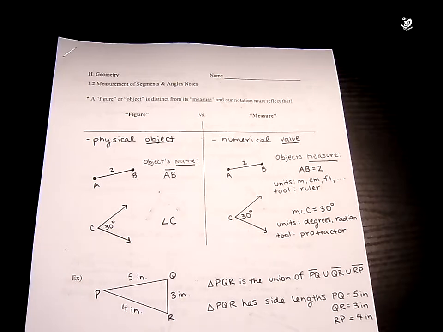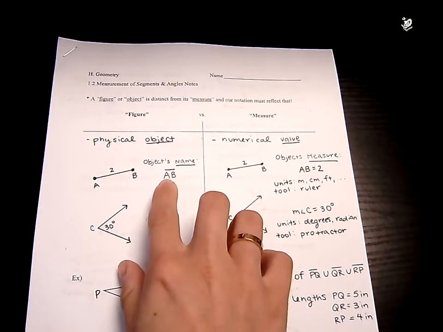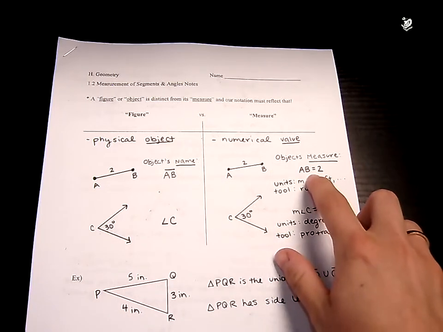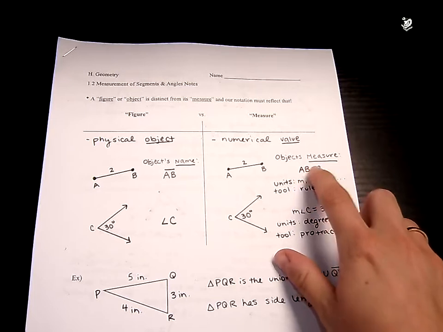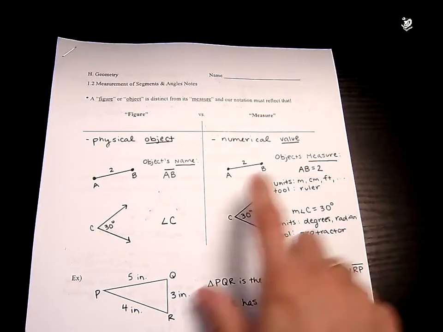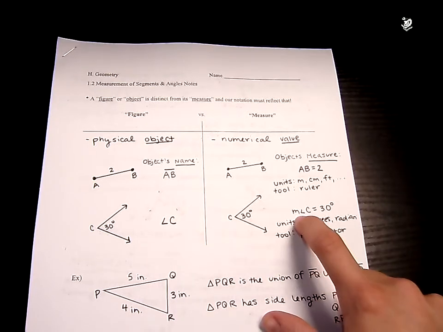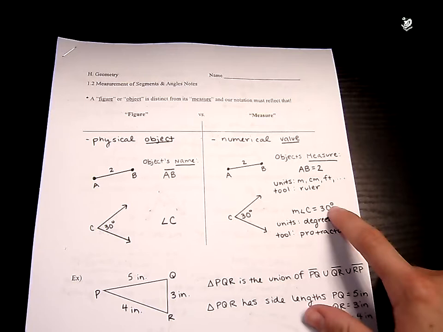So we have to be very careful, especially when we get into proofs later on, how we are naming objects versus how we are naming their measure. So just once again, naming a segment, we put the line over the top. Telling its value or its length, no line, and we tell what it's equal to. When we're naming an angle, we use our angle symbol. But if we're talking about the measure of the angle, we have to put an M in the front, and we'll tell it how many degrees it is.